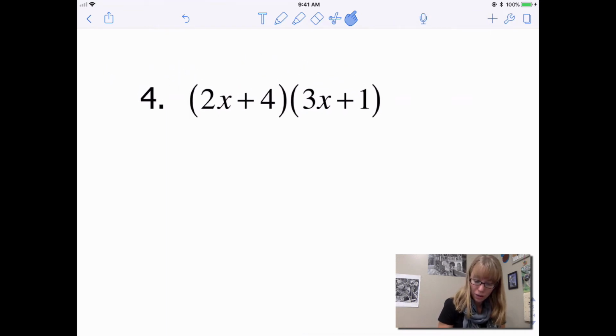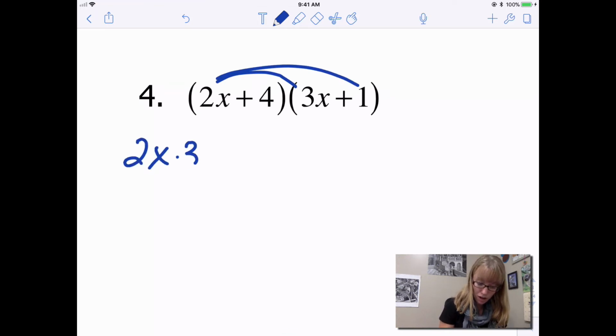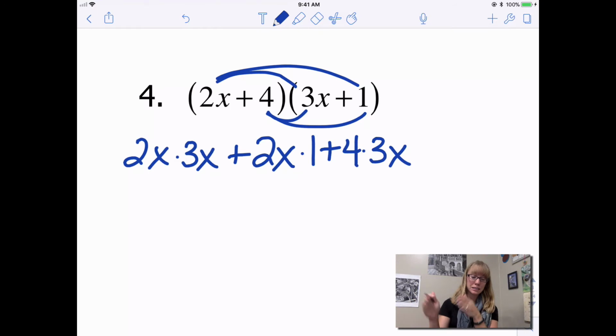Number 4, again, I've got a binomial, which means I have 2 terms, times a binomial with 2 terms. So I have to make sure that everything in the first parentheses, everything in the first polynomial, goes to everything in the second polynomial. So I can make my 2 arrows, or first times first is 2x times 3x. First, or my outsides, 2x times 1. And then my inside is 4 times 3x. And my 2 last pieces is 4 times 1.